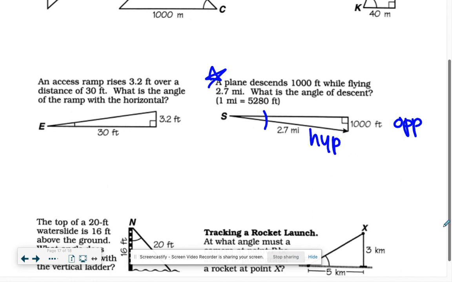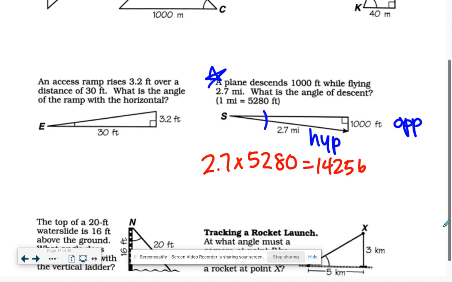Sin. Okay, but before you type it in your calculator, do you see how we have feet and miles? We don't have the same unit. So we need to convert to one. Let's convert the feet to miles. No, let's convert the miles to feet. So we have to take 2.7 times 5,280. Someone tell me what we get. 14,256. I got that. 14,256?